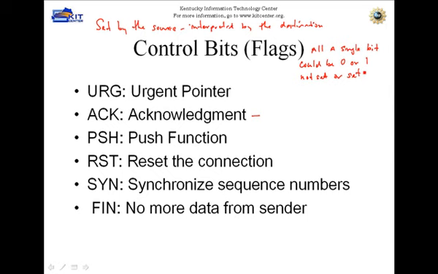So we have an acknowledgement bit, we have a push function bit, we have a reset bit, and a synchronize sequence numbers bit. This is used to generate the initial sequence numbers when we're setting up a connection. And then we have a fin bit that's used to terminate a session. So these are the control flags. Usually we just refer to these as the TCP flags.